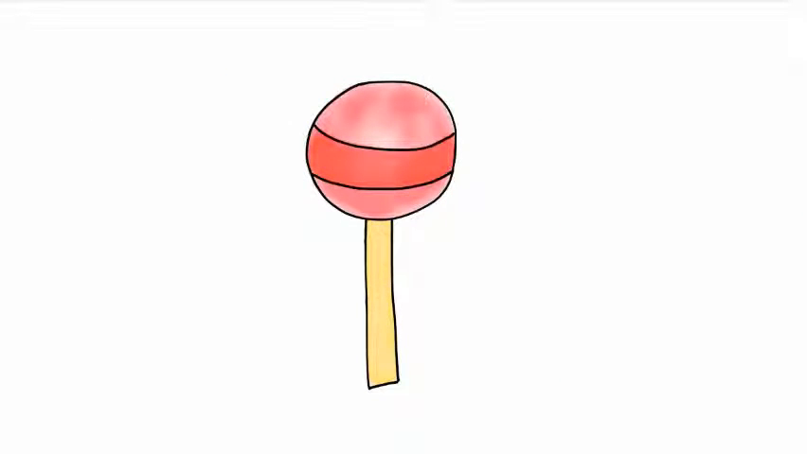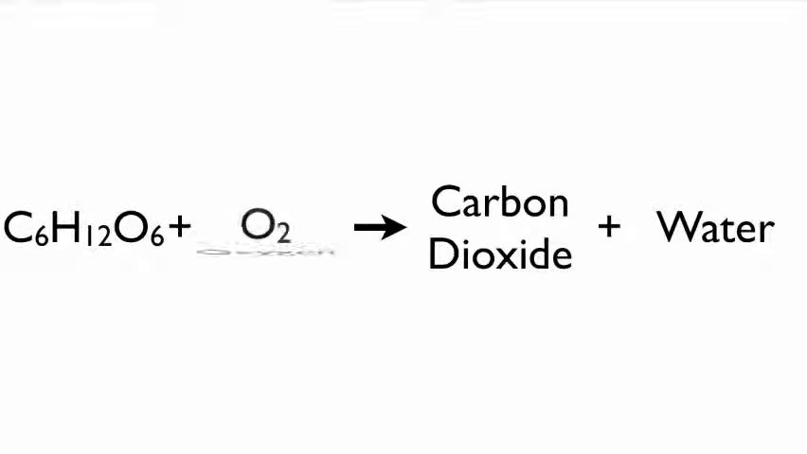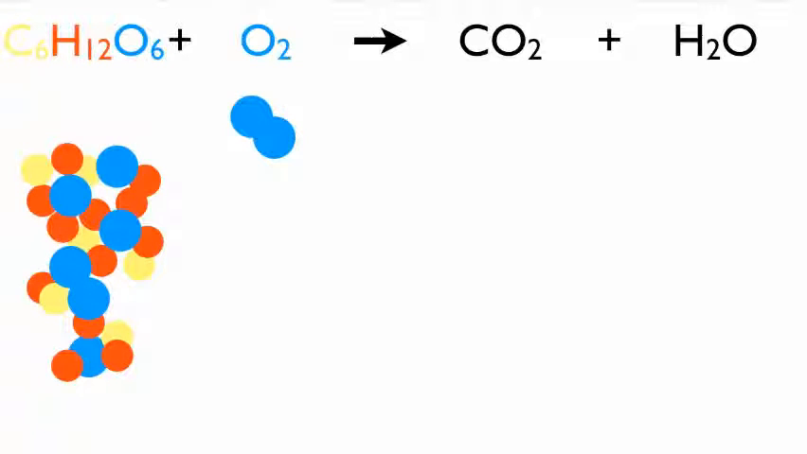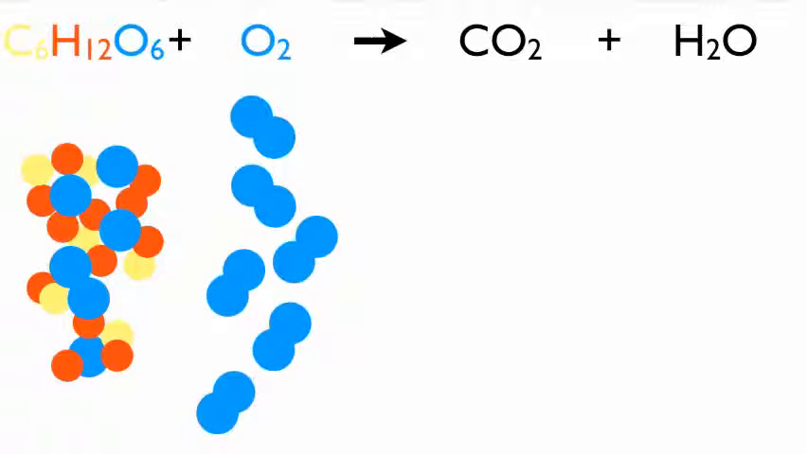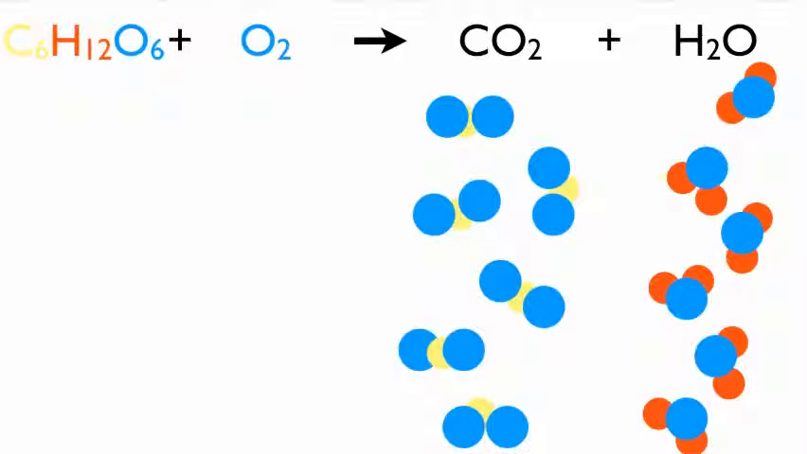Another chemical change happens when you eat sugar. Sugar enters your body as C6H12O6. When you breathe in oxygen gas, a chemical change begins. The sugar is broken down and turned into carbon dioxide and water. The sugar molecule has chemically changed.